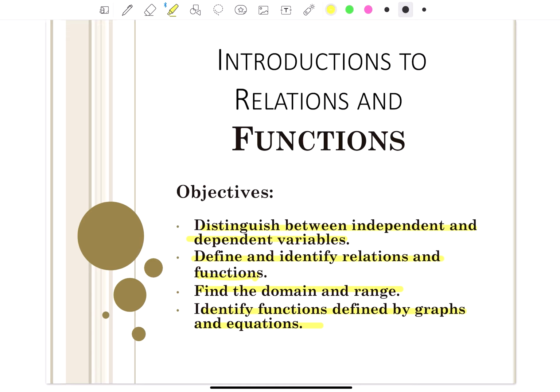In this video, we are going to discuss basics of functions and relations. We will distinguish between independent and dependent variables. We will define and identify relations and functions. We'll find domain and range of relations and functions, as well as identify functions defined by graphs and equations.